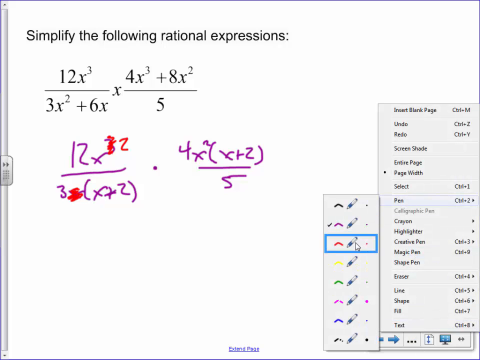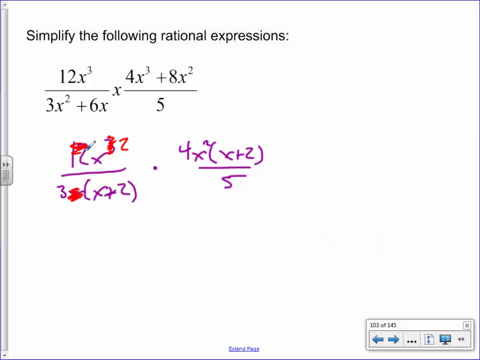Okay, 12 and 3, also useful. 12 and 3 can become 4 and I guess 1, if you wanted to. Try that again here. Yeah, you have 12 and 3. 12 and 3 can be 4 and 1, I guess. Like divide everything by 3, so that's a 4. I won't even write the 1 there.